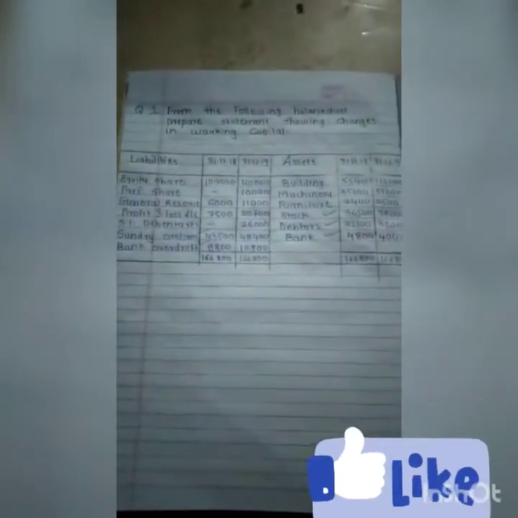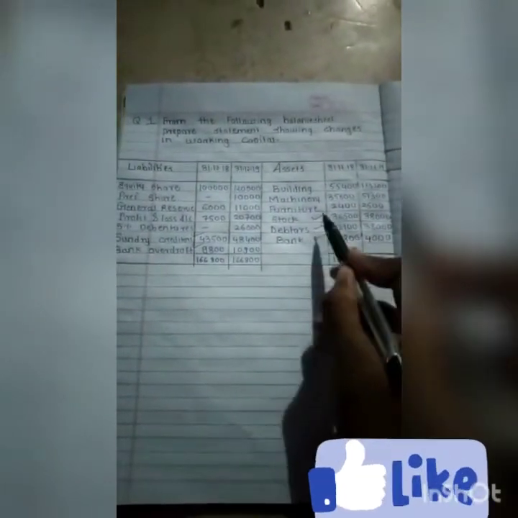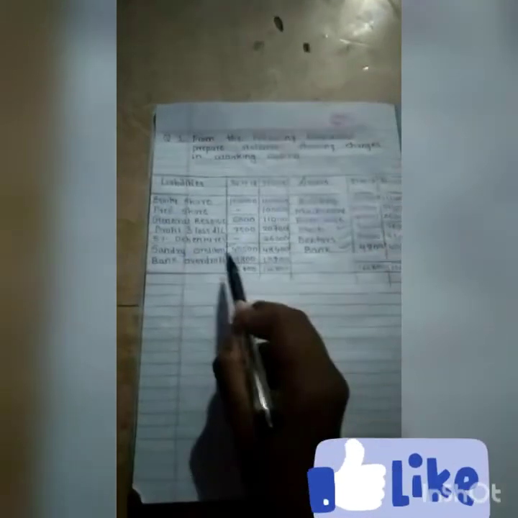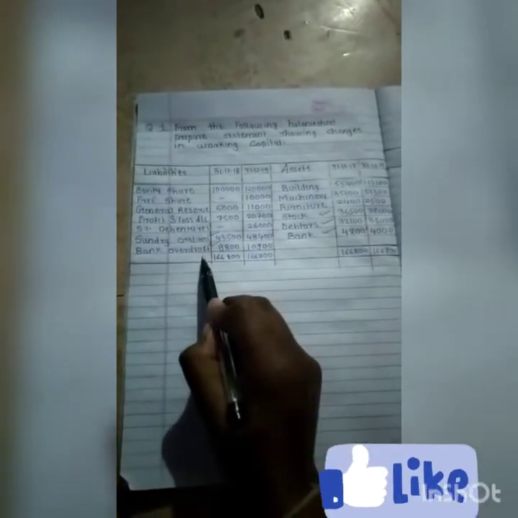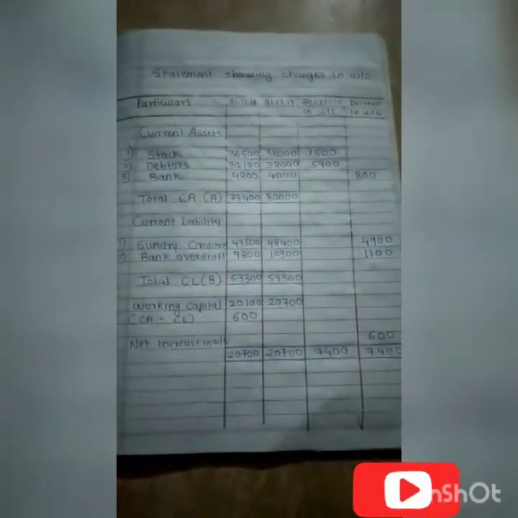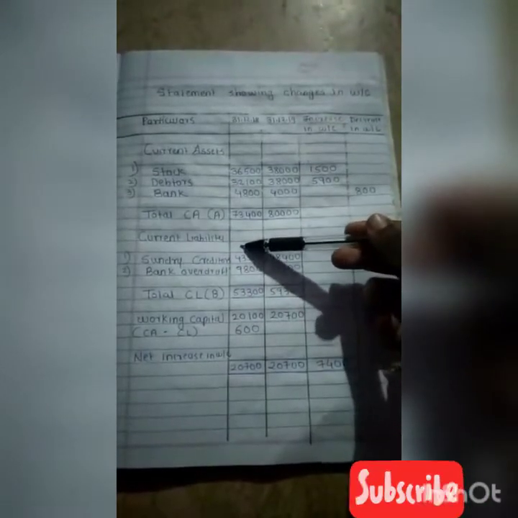This is the balance sheet. From the following balance sheet, prepare a statement showing changes in working capital. We just have to consider what the current assets and current liabilities are. On the asset side, the current assets are stock, debtors and bank balance. On the liability side, the current liabilities are sundry creditors and bank overdraft. Now I'll show how to prepare the statement. This is the statement showing schedule of changes in working capital. To prepare it, we need columns for particulars, previous year, current year, and increase or decrease.